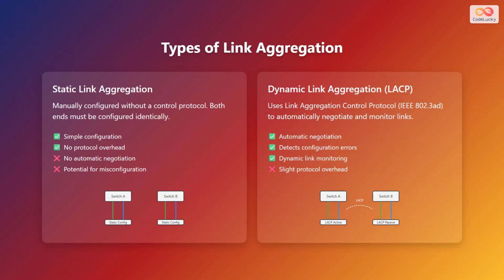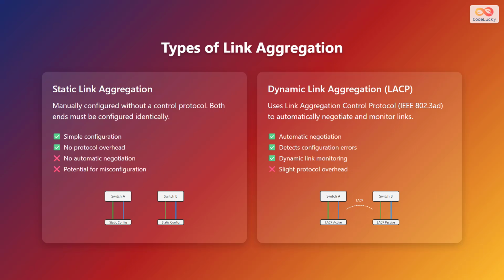There are mainly two types of link aggregation. They are static link aggregation and dynamic link aggregation, or LACP. In static link aggregation, configuration is done manually without a control protocol. Both ends must be configured identically. It has simple configuration and no protocol overhead. However, there is no automatic negotiation and potential for misconfiguration.